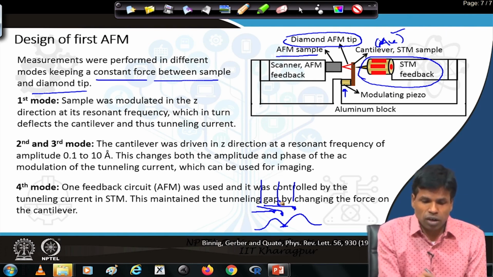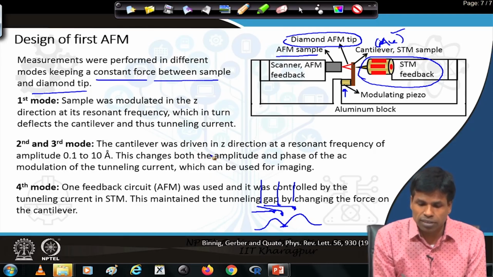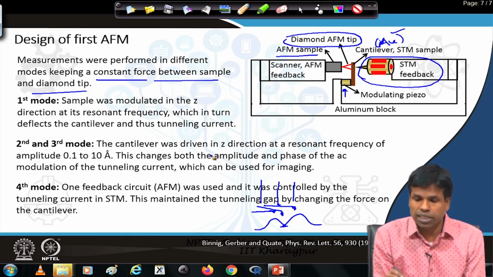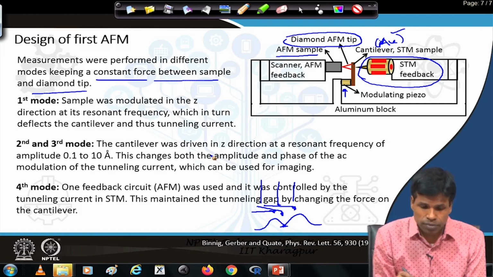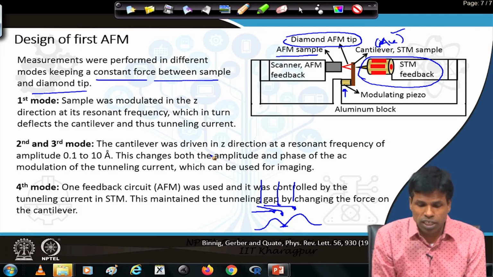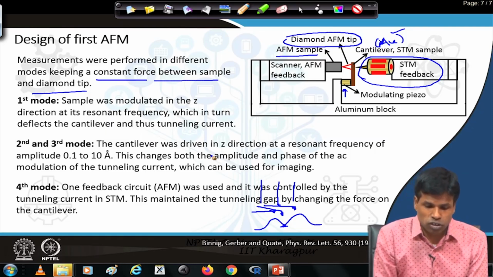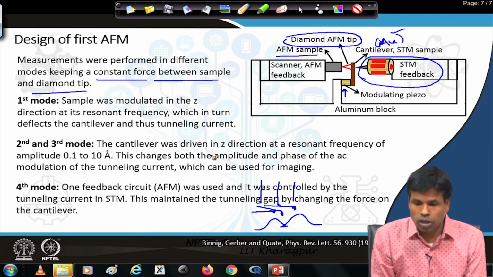In a similar way, the other modes also work. In the second and third modes, the cantilever is driven in the z direction at a particular resonant frequency, and then the amplitude and phase changes were monitored by modulating the tunneling current, which can be used for imaging purposes. In this way, it is also possible to create the image.